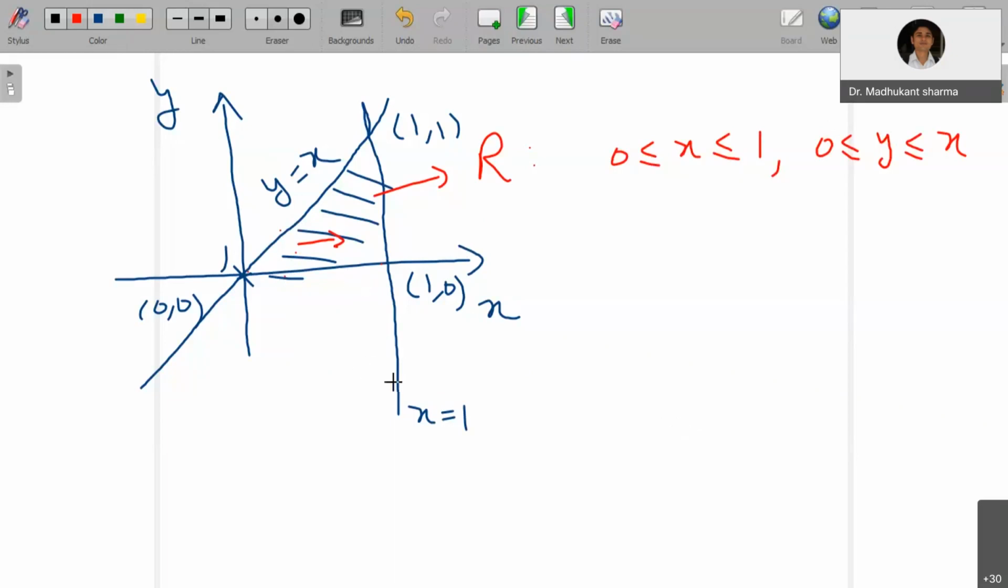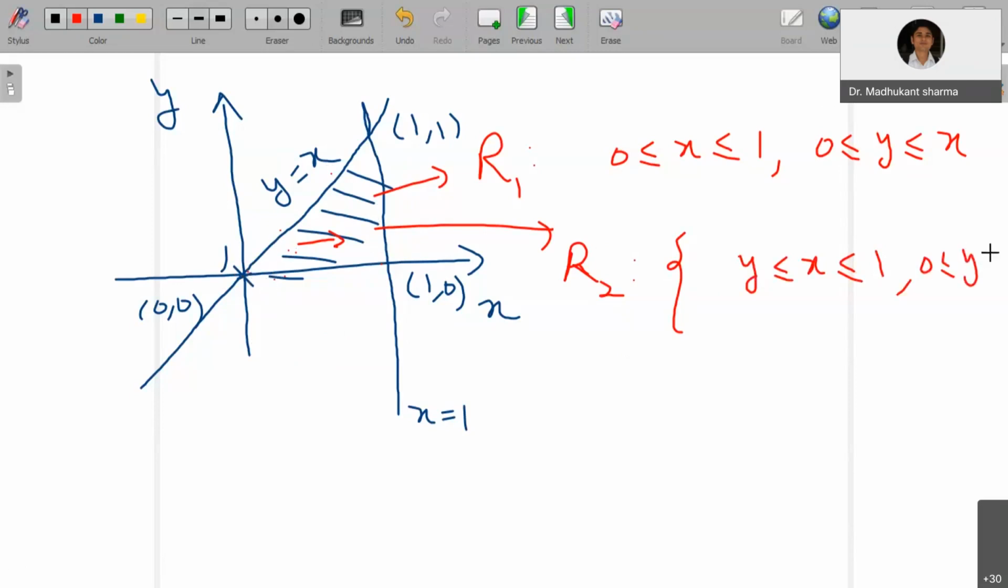Now this is R1. I have another way, R2. Now the x limit is, see, x equals y to x equals 1, so y less than or equal to x less than or equal to 1, and the y limit is 0 to 1, 0 less than or equal to y less than or equal to 1. Both regions are the same.